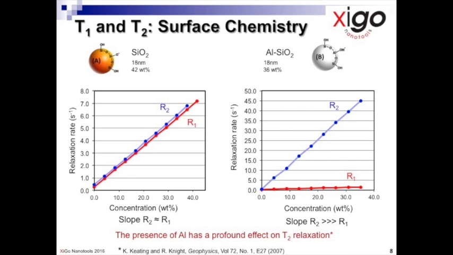A completely different picture emerges with the aluminum modified silica. The presence of the aluminum on the silica surface has a dramatic effect. The T2 values are significantly smaller than the T1 values, such that R2 is much greater than R1.